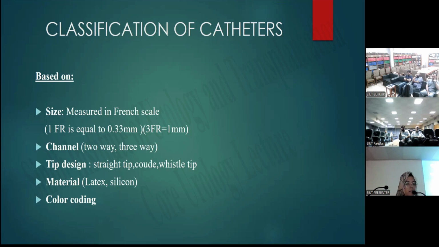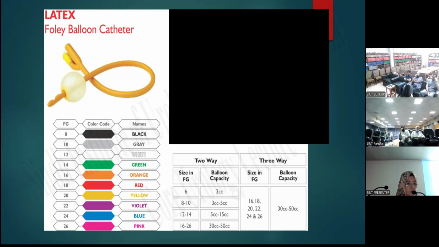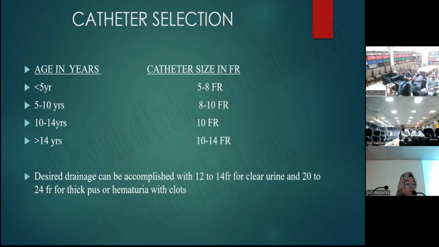On the material: latex, silicone, and the color coding. These are the color codings of the catheters, and we are very well aware of them. The catheter selection should be done according to the age of the patient. In patients less than 5 years of age, a 5 to 8 French catheter is used. In 5 to 10 years, 8 to 10 French, for 10 to 14 years, 10 French, and for greater than 14 years, 10 to 14 French catheters can be used. For the desired drainage, a 12 to 14 French catheter is enough for clear urine, and for drainage of thick pus or hematuria, 22 to 24 French catheters are used.